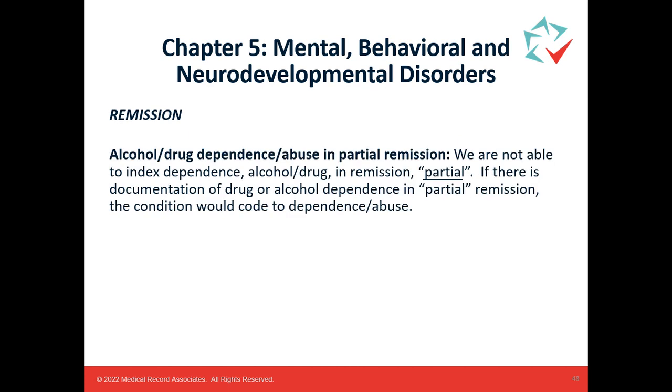The description under the in remission codes includes in early remission and sustained remission. However, there is not a description of partial remission. So if you see documentation of partial remission, there is no code for partial remission. If that's the only documentation you have, then the condition is going to code to the dependence or the abuse, depending on what your documentation shows.